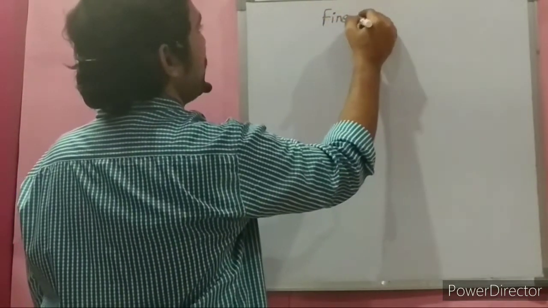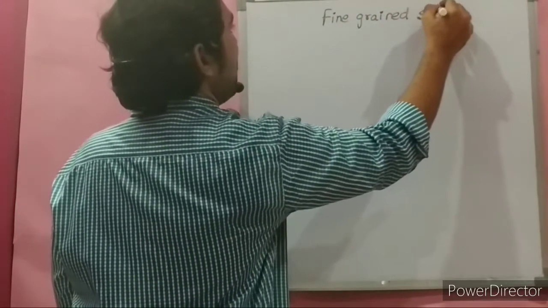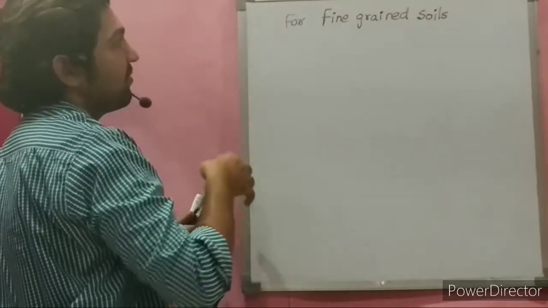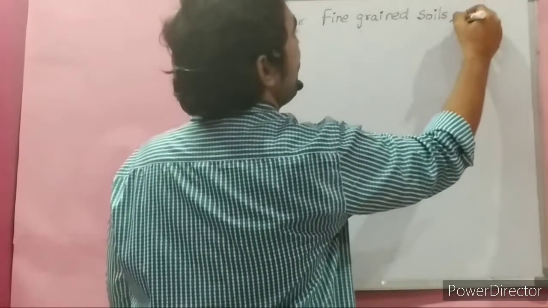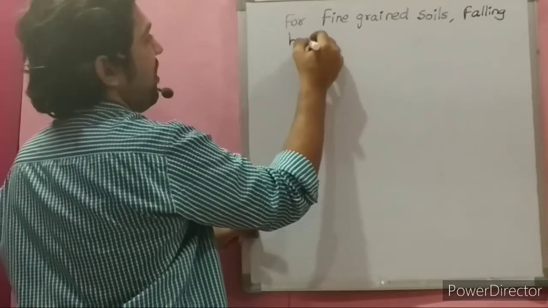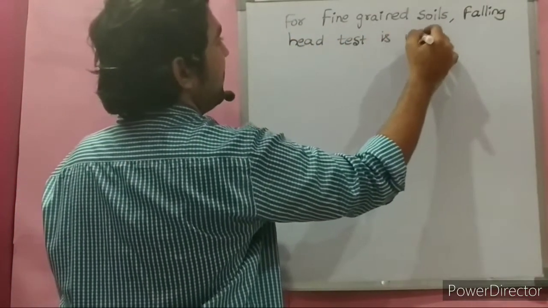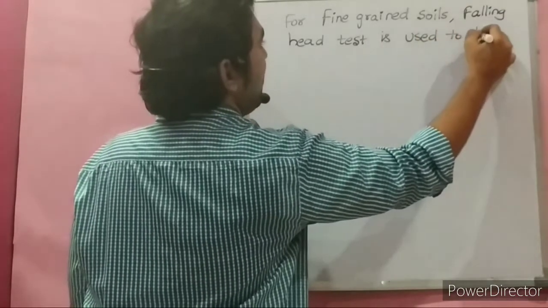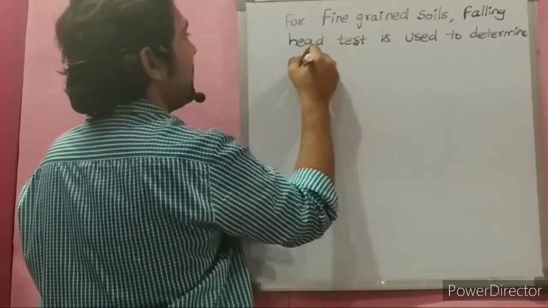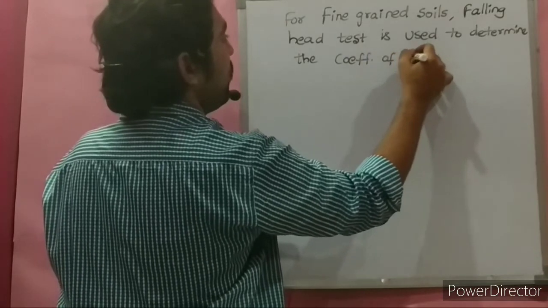For fine grained soils, the falling head test is used to determine the coefficient of permeability.